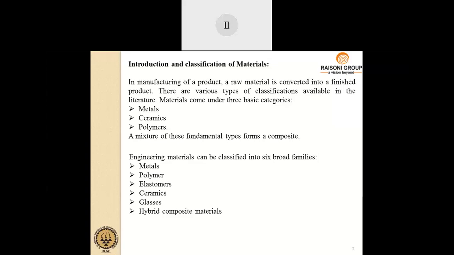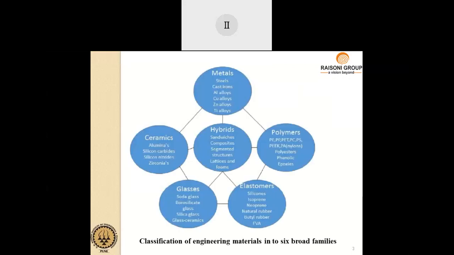Then, if you classify engineering materials more broadly, you can classify them into six categories: metals, polymers, elastomers, ceramics, glasses, and hybrid composite materials. Okay, so let's start. This is the classification of engineering materials into six broad families.